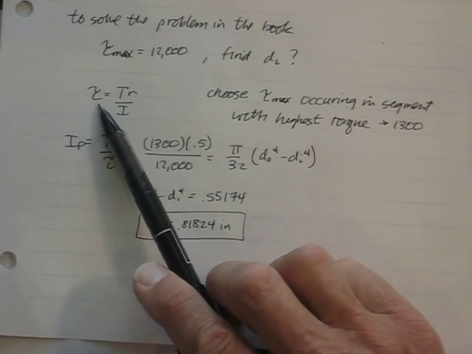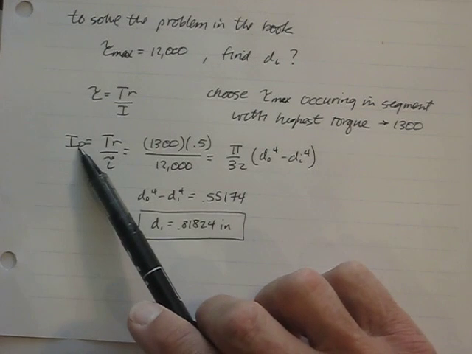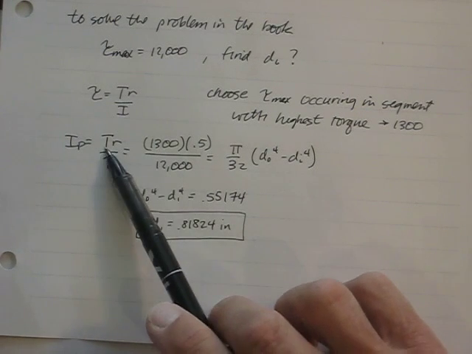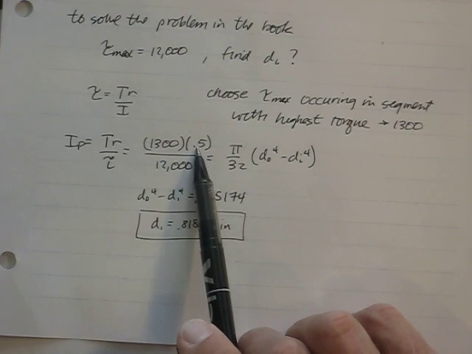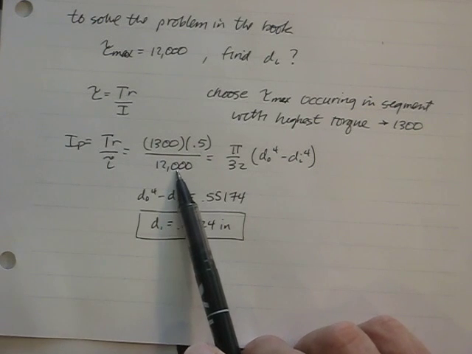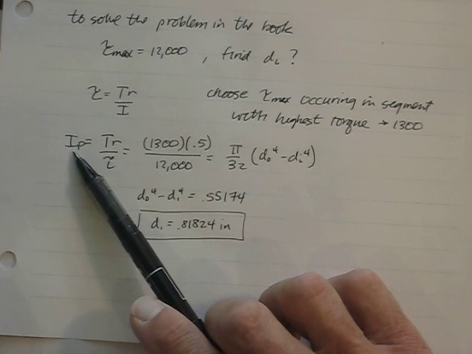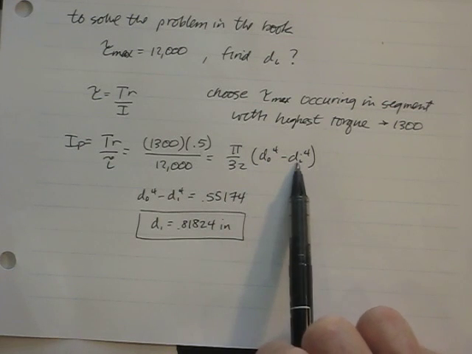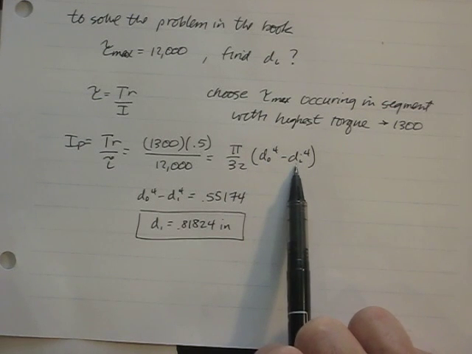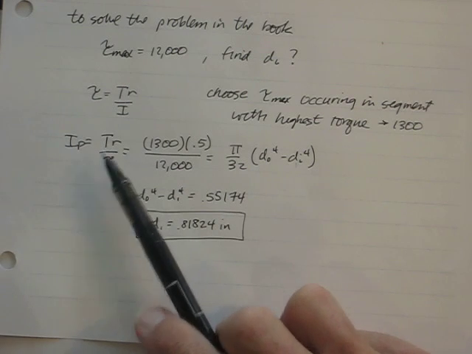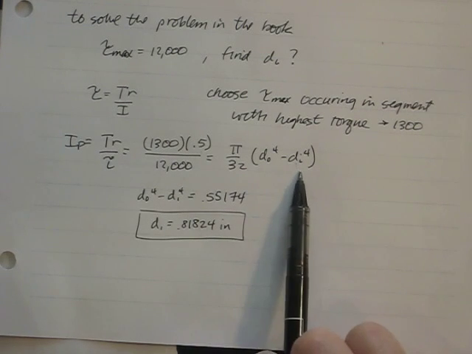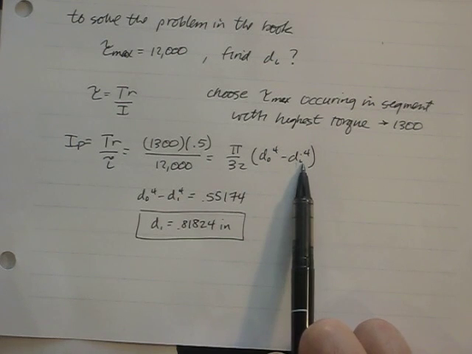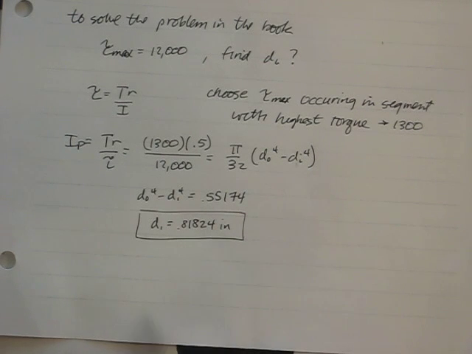So I'm going to set the equation up here. Tau is equal to TR over I. Put my I over here, my tau there, and I'll say that torque is 1,300. The radius is 0.5, divided by my maximum stress of 12,000. Now my IP is equal to pi over 32 times d outside to the fourth minus d inside to the fourth. And this is what I want to solve for, the inside diameter such that with that torque and that maximum stress, everything balances out. So anyway, just solve this for d inside, and I get d inside is equal to 0.81824 inches.